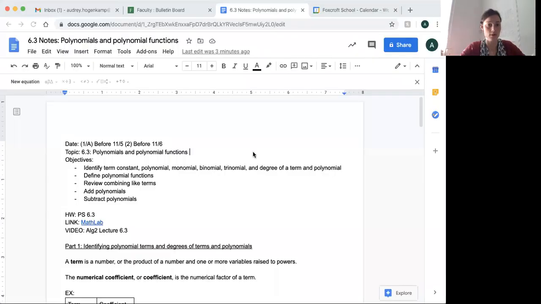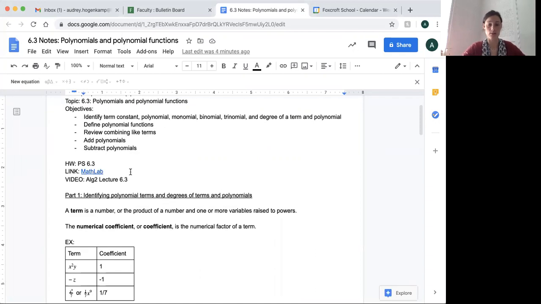We are going to start off with 6.3. So what are we going to learn today? We are going to identify some terms, define polynomial functions, review combining like terms, and then ultimately add and subtract polynomials, which is much easier than you're probably thinking. Homework problem set 6.3 on MathLab, and the lecture is this, which will be linked as soon as it's done.